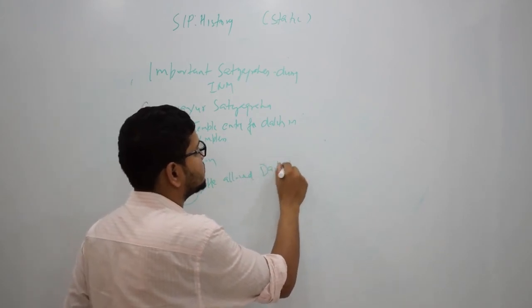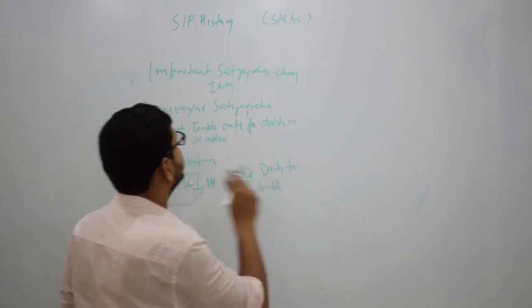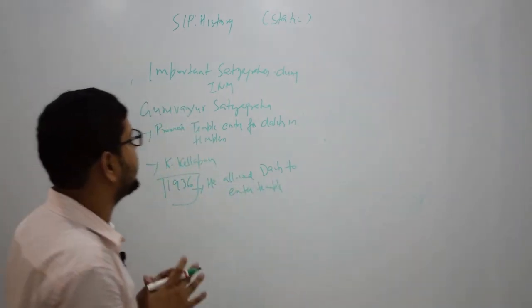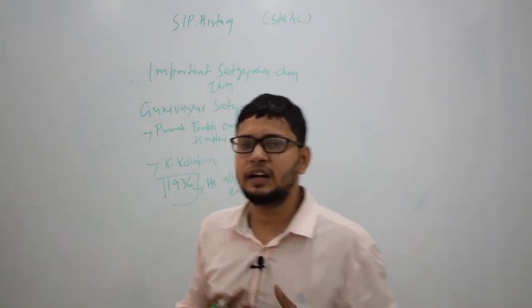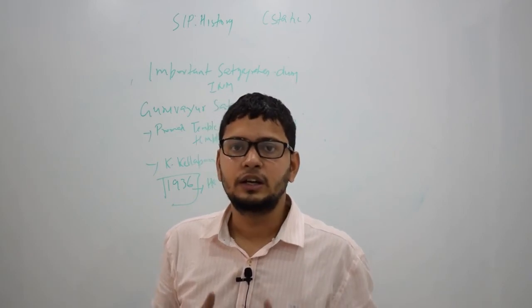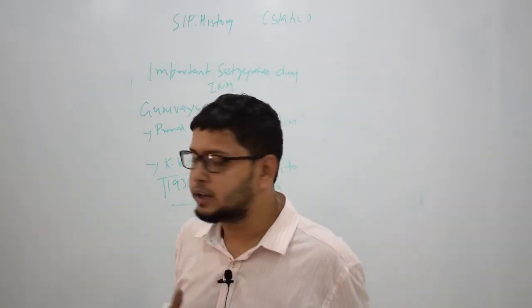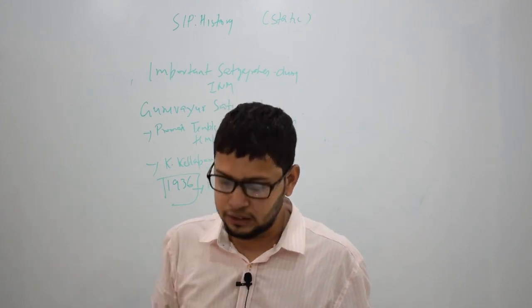Dalits to enter temples. So even though the Vaikom and Guruvayur Satyagrahas failed initially, in the long run they created an atmosphere in Kerala which ultimately forced the king to pass a law in favor of temple entry of Dalits.